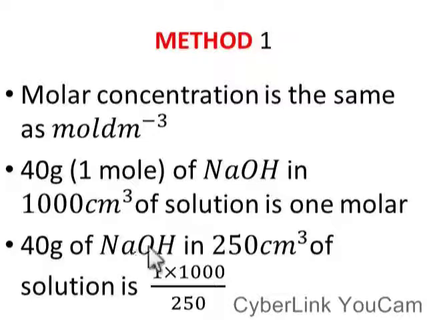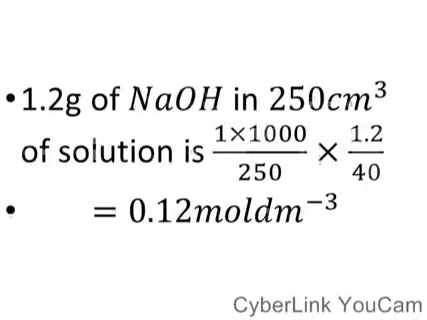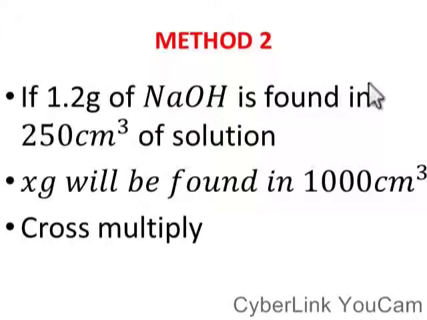Now 40 gram of sodium hydroxide in 250 will give 1 times 1000 divided by 250. Now we go on. This implies that 1.2 gram of sodium hydroxide in 250 of solution will give us this one. This divided by this is going to give us dm cube times mass divided by the molar mass. So everything will give us 0.12 mole per dm cube. Please write it down. It's a mathematical function that you need to put your mind into getting.